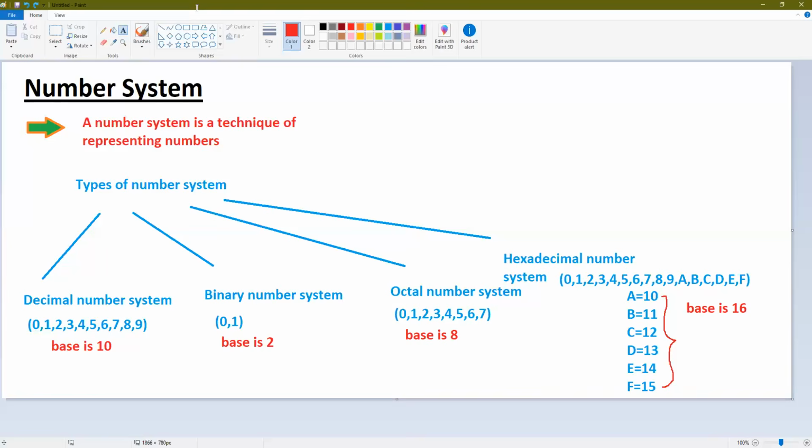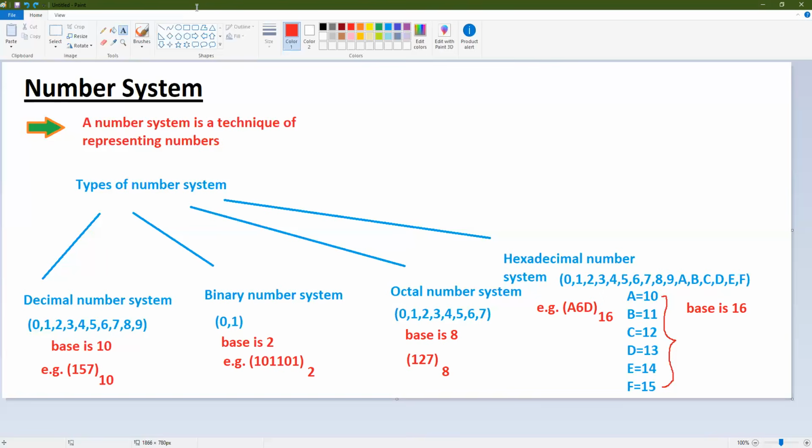Now, let me show you some examples. For example, 157 base 10. This is an example of a decimal number. Then 101101 base 2 is an example of binary number system. Then 127 base 8 is an example of octal number system, whereas 16A6D base 16 is an example of a hexadecimal number.